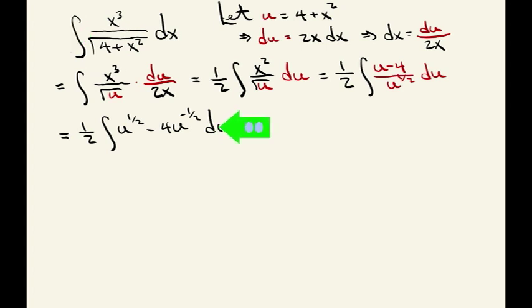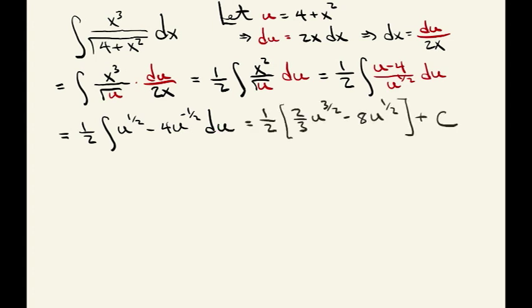Well, this is a relatively simple integral. We'll just write down the 1/2 and then grouping the rest of it, we have 2/3 u to the 3/2 is the integral of u to the 1/2, and the integral of 4u to the negative 1/2 is negative 8u to the 1/2. End the group and add our constant of integration. And we could stop there, but let's go ahead and multiply the 1/2 through both of the terms, giving us 1/3 u to the 3/2 minus 4u to the 1/2 plus c.